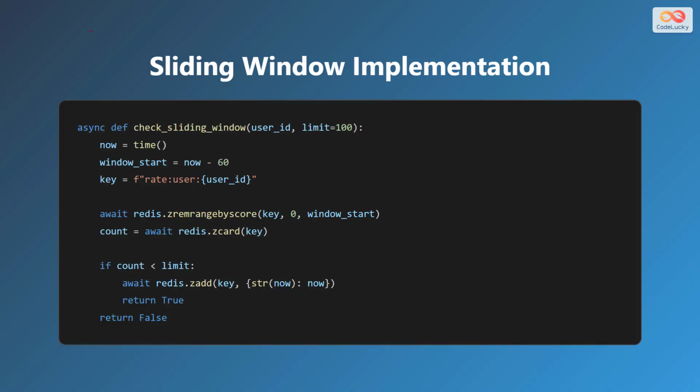The architecture consists of a client application that sends requests, a middleware layer that checks Redis for rate limit status, and Redis itself storing the rate limit data. When a request arrives, the middleware queries Redis to check if the user has available tokens or quota. If allowed, the request proceeds to the application server. If denied, the middleware returns an error response immediately.